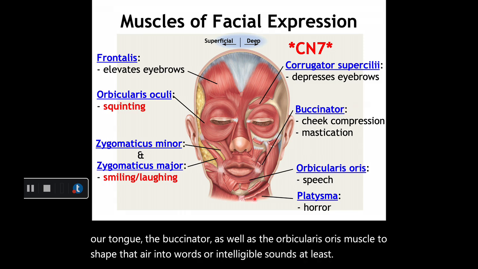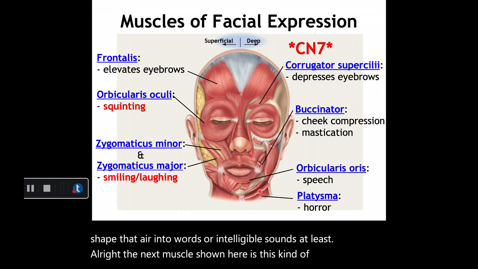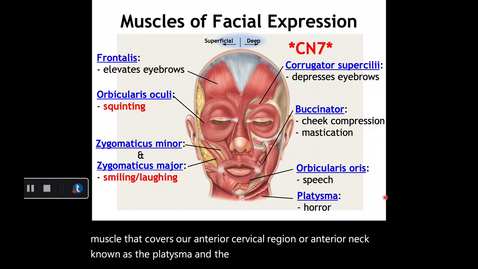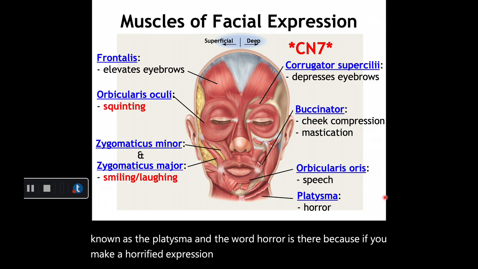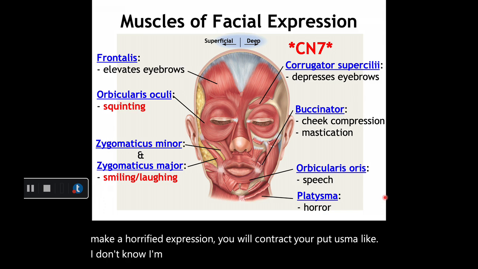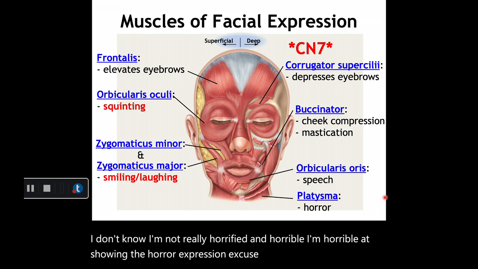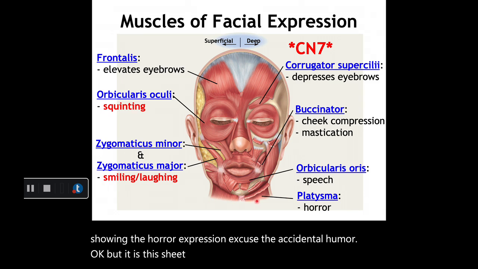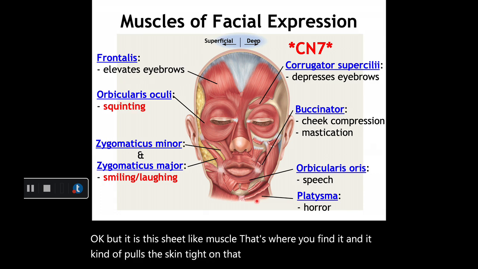All right, the next muscle shown here is this kind of sheet-like muscle that covers our anterior cervical region, or our anterior neck. Known as the platysma, and the word horror is there because if you make a horrified expression, you will contract your platysma. All right, like, I don't know. I'm not really horrified. I'm horrible at showing the horror expression. Excuse the accidental humor. Okay, but it is this sheet-like muscle. That's where you find it, and it kind of pulls the skin tight on that region when it contracts.